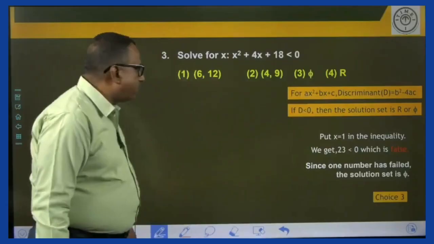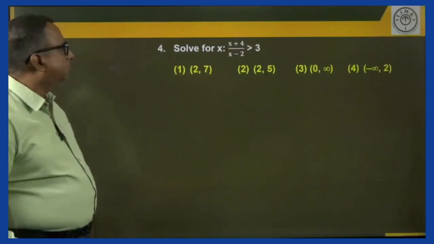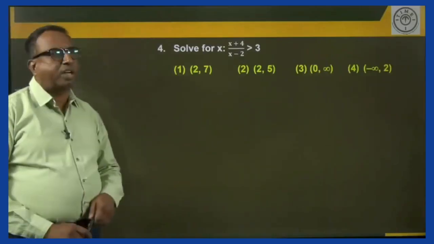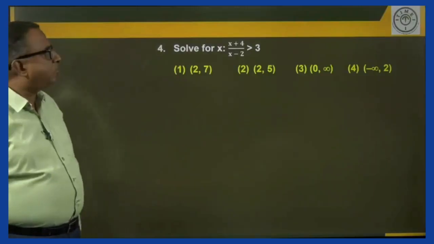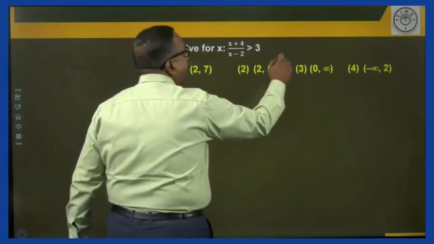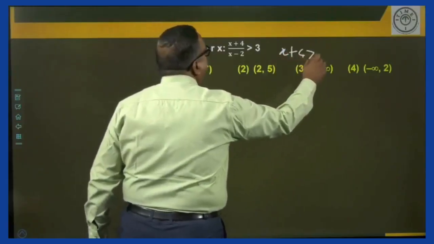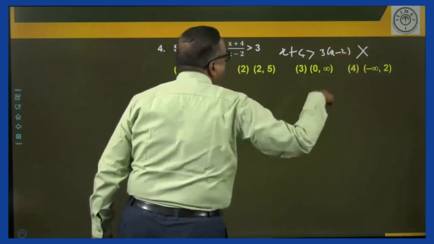Now we take up question number 4. You have a rational type. Solve (x plus 4) by (x minus 2) greater than 3. ఇప్పుడు మనం usually ఏం mistake చేస్తామంటే, ఎక్స్ ప్లస్ 4 గ్రేటర్ దాన్ 3 into (x minus 2) అని తీసుకెళ్తాం. ఇది తప్పు, ఇలా చేయకూడదు.